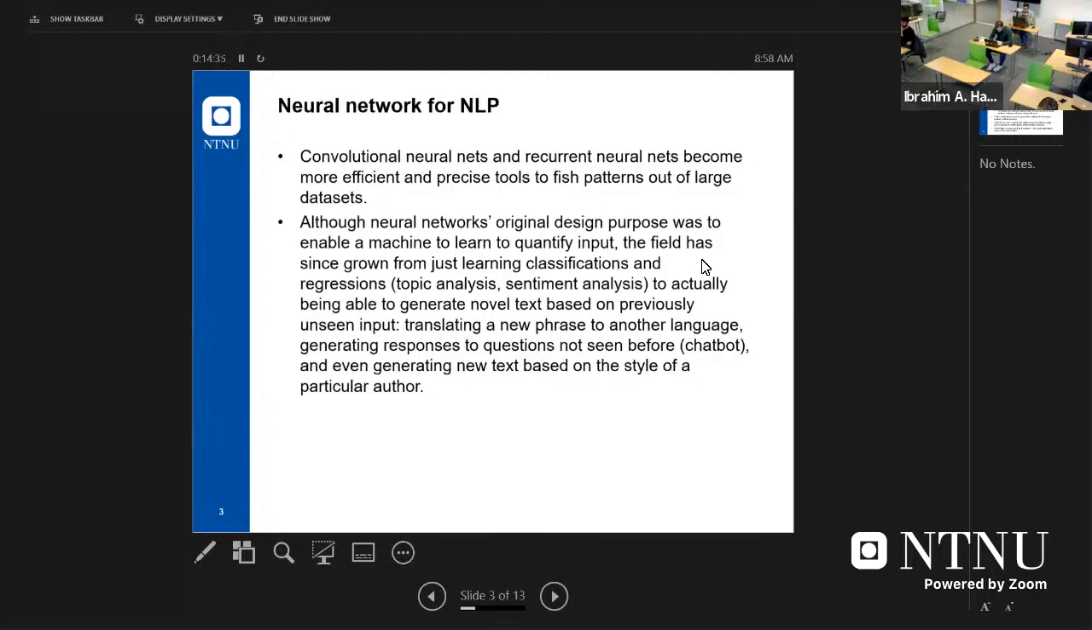Neural networks were originally designed to enable machine learning to quantify input. So the field has grown from just learning classification and regression to being able to generate even text based on unseen input. In fact, we can use a neural network for generating text. For example, chatbots. You just ask a question and it will generate a long answer. Other examples are translating a new phrase to another language, generating responses to questions not seen before in a chatbot, and even generating new text based on the style of a particular author.